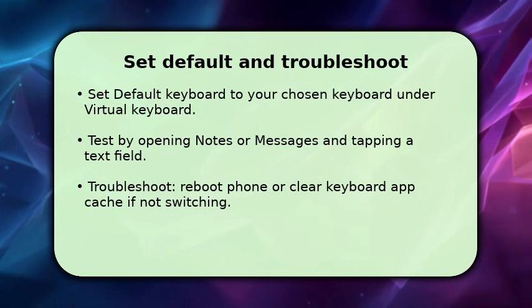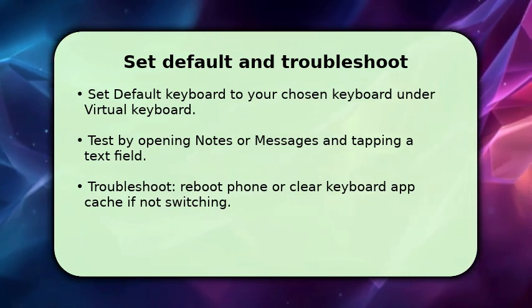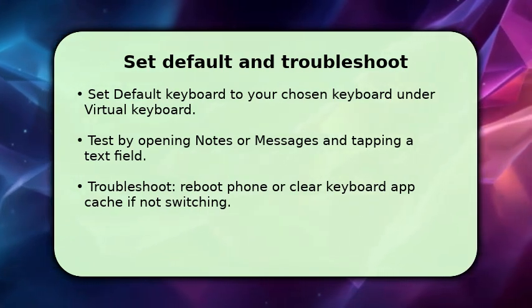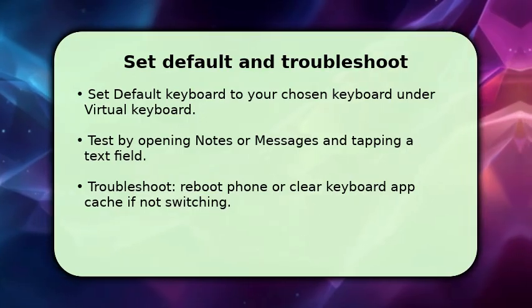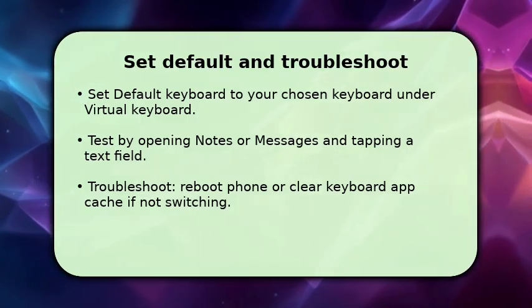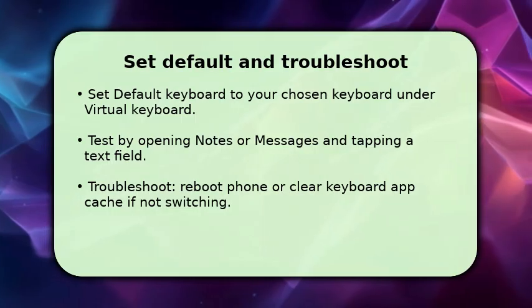Now set the default keyboard to the keyboard you prefer so it appears whenever you tap a text field. Once set, test the change by opening Messages or Notes and tapping a field. You should see the keyboard instead of a microphone.